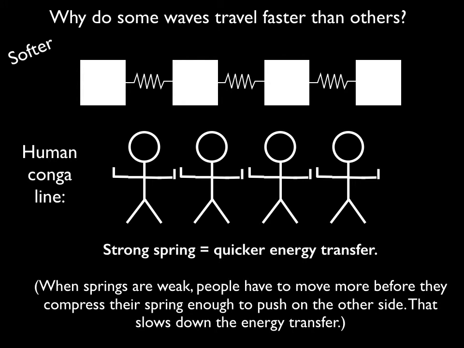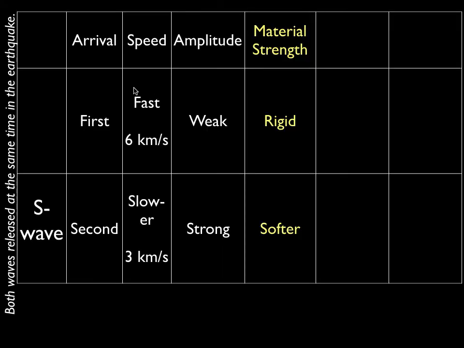If earthquake waves travel faster through more rigid material, we can say something about the rigidity of our 2 pulses that we saw. Our first one that arrives fast must be going through more rigid material, and the slower pulse must be going through softer material. But now we have a problem.